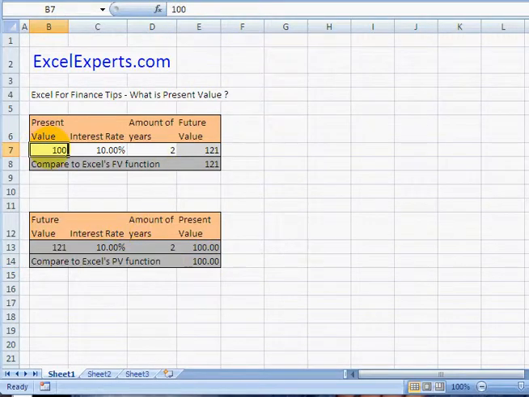And notice when I change this to 200, the future value increases, and then when I convert it back to the present value with the same formula, it comes up with 200. I can type any number I like, 1, 2, 3.